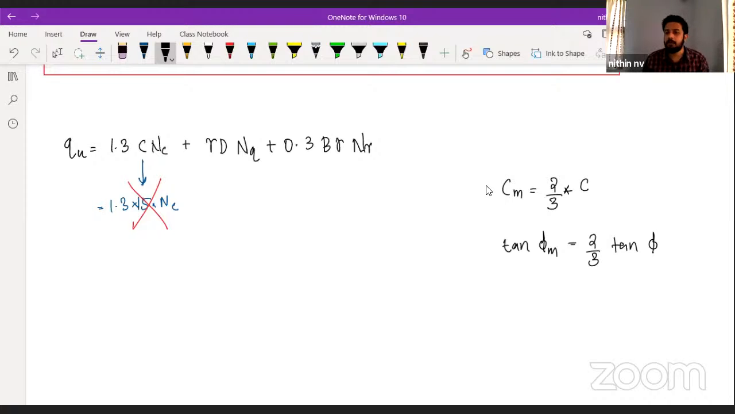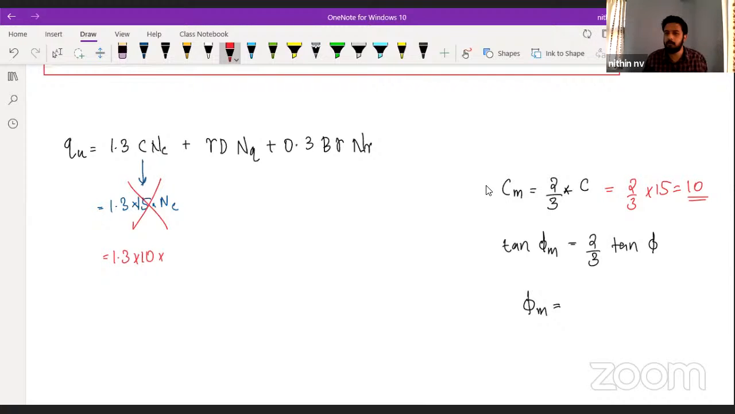Why do we have to calculate tan phi m and all? Here we don't have to substitute it. Simply, can you tell me how much will be phi m then? First, just tell me how much is cm. 2 by 3 of 15, that is going to be 10. So here we are going to substitute 1.3 into 10.